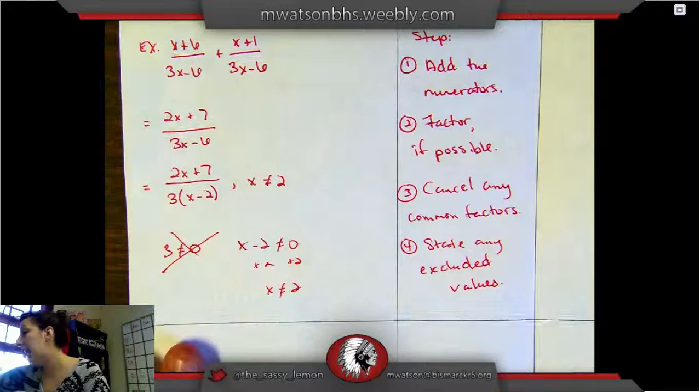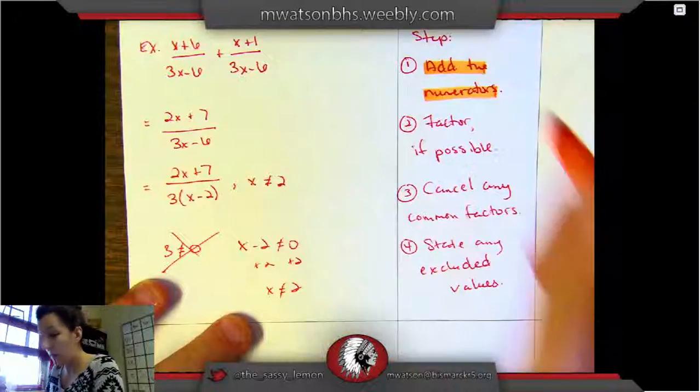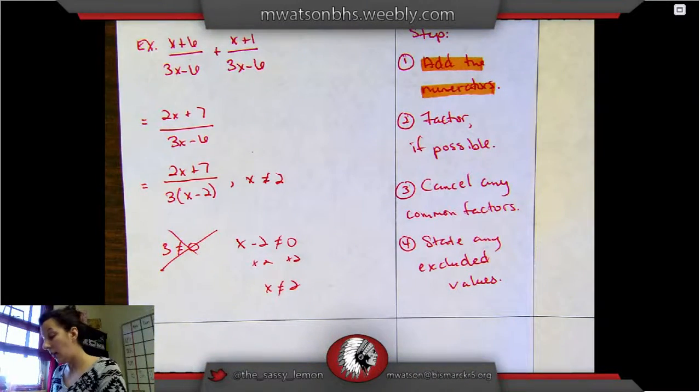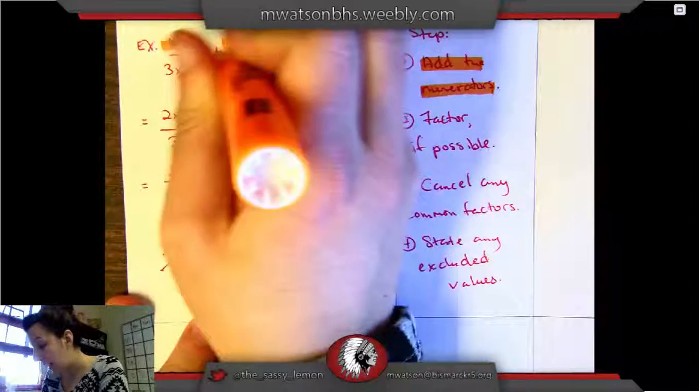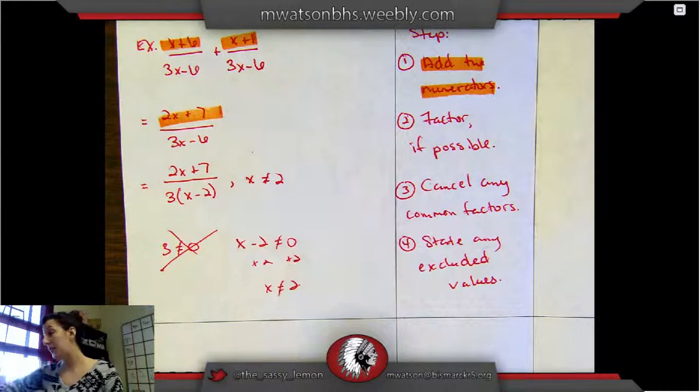Now I do want to highlight a little bit here. The main thing that we learned was that we add the numerators. So highlight that step and then highlight us actually adding the numerators into 2x plus 7.